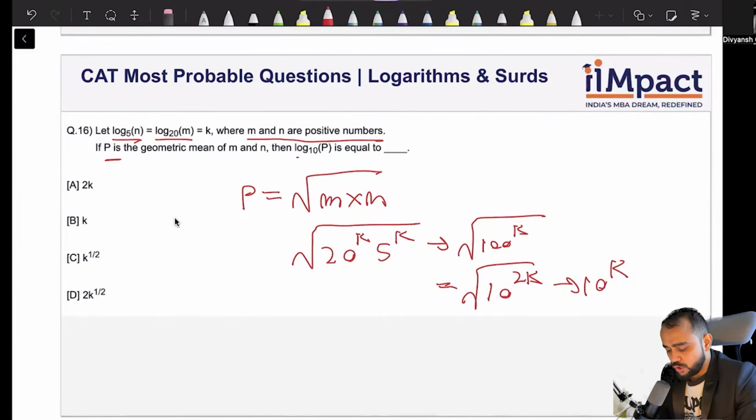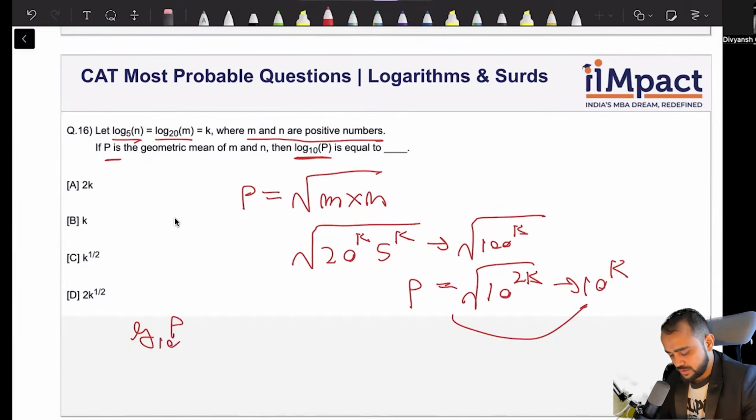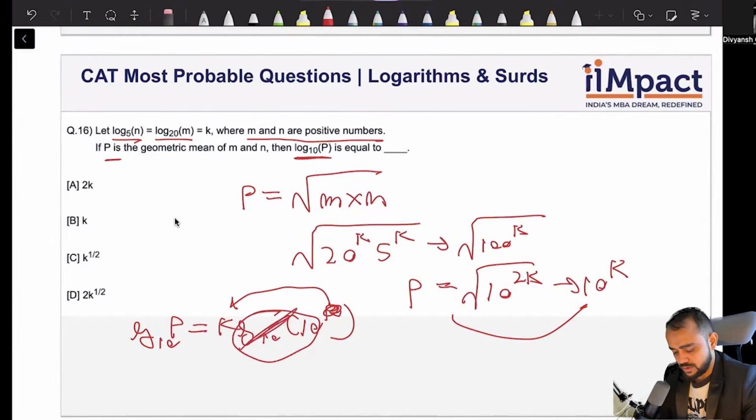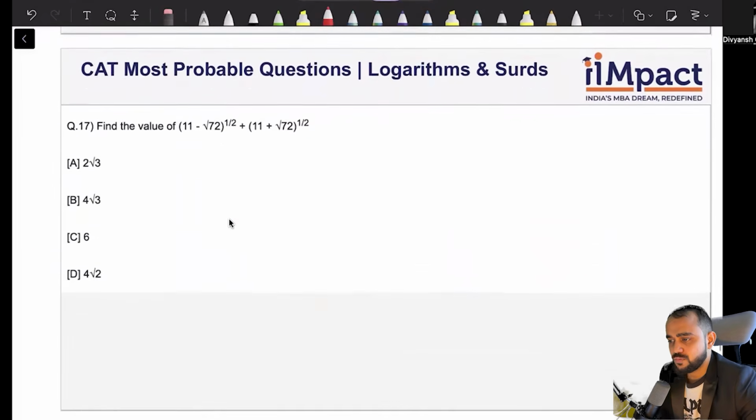Now they are asking me for log of p. This is the value of p that I have gotten. So if I take log base 10, I will get log p base 10 is equal to log base 10, 10 to the power k. K I will bring down here. I will get log 10 base 10, which is 1. So log p base 10 is actually equal to k. So the answer for question number 16 will be option B. All right, let's move forward.